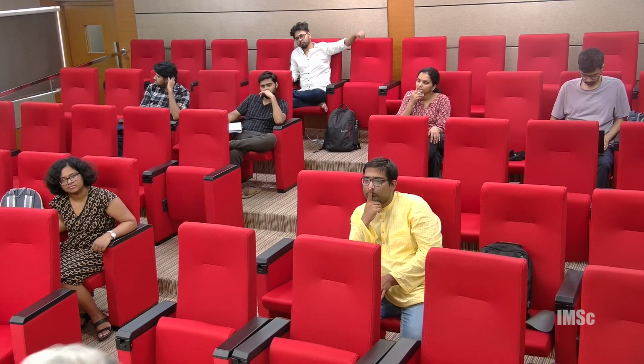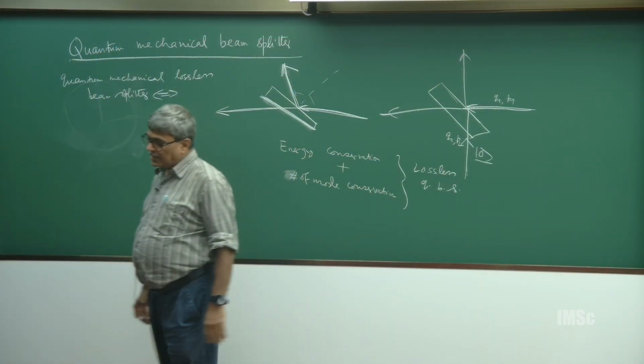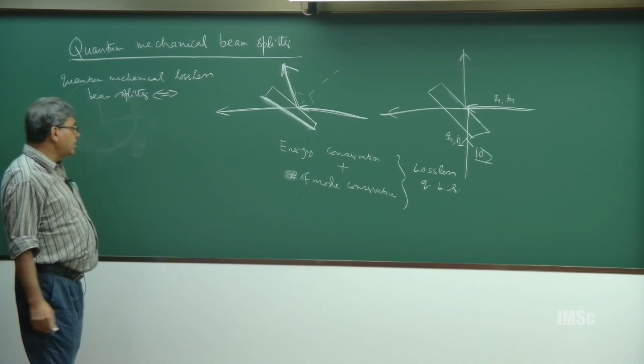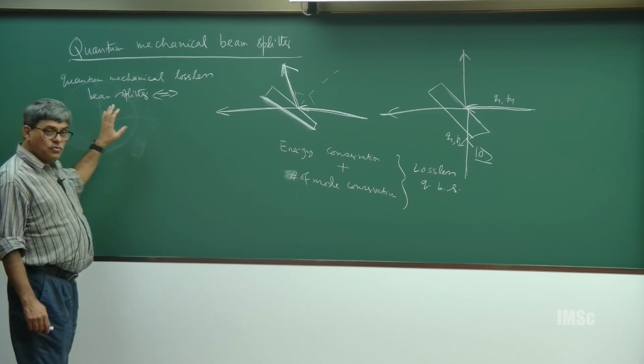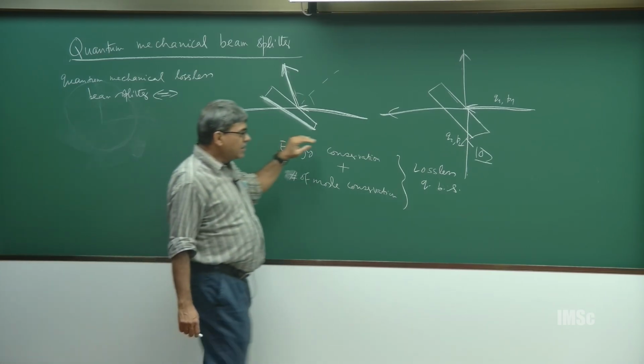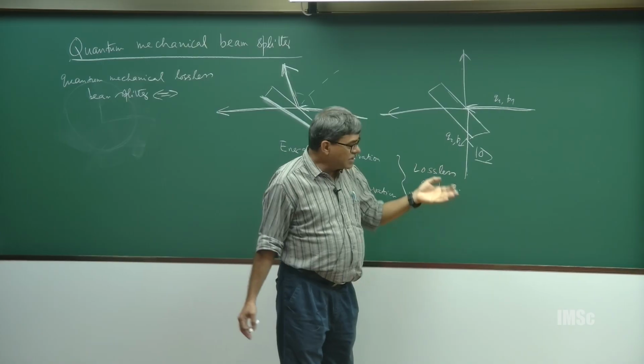So basically, the input Hilbert space, which is a tensor product of single mode Fock spaces, and the output Hilbert space will also be a tensor product of single mode Fock spaces. Must be of the same dimension. Yes. Otherwise, it is not unitary. Okay.